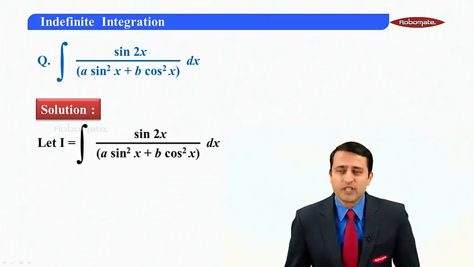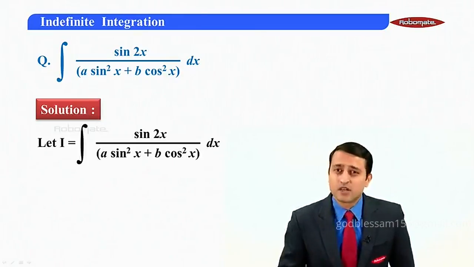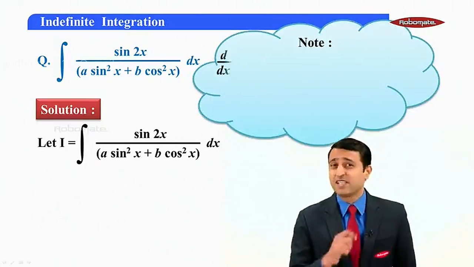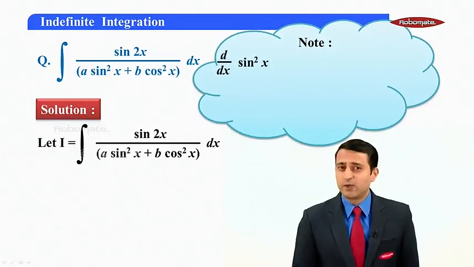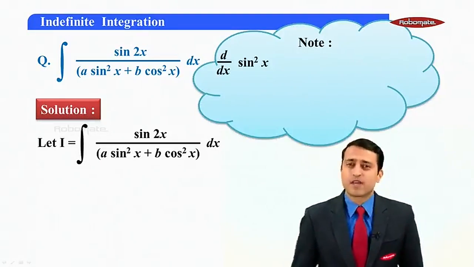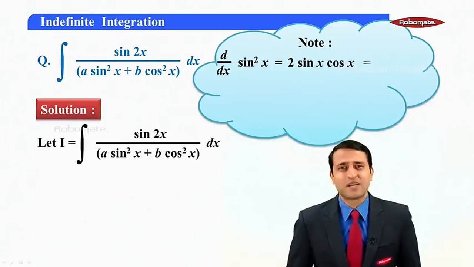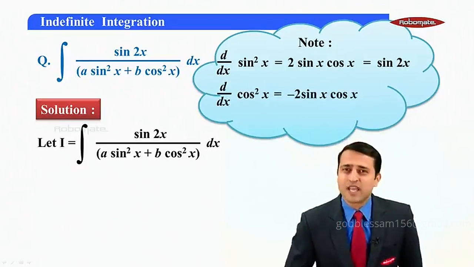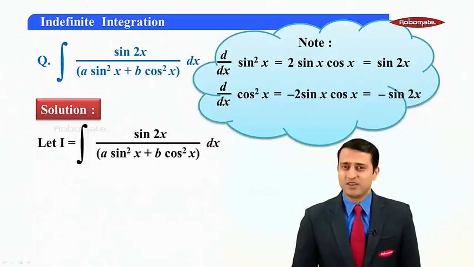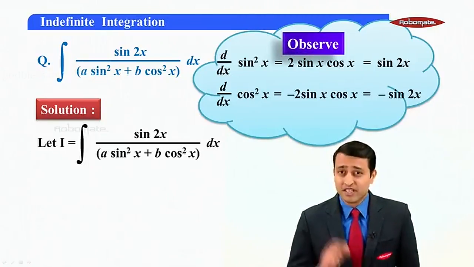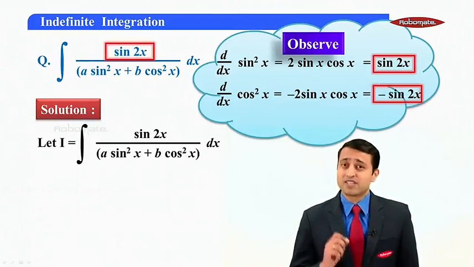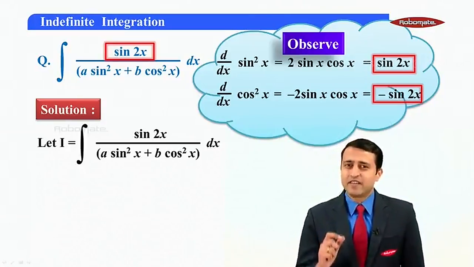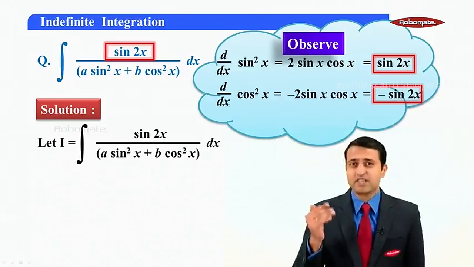Now what are we supposed to do in this sum? We will come to an answer only when we observe some small things here. You have to note that the derivative of sin²x is nothing but sin 2x. How is that? Because the derivative of sin²x is 2 sin x into cos x, which is nothing but sin 2x. Likewise, the derivative of cos²x, my students, is minus 2 sin x cos x or minus sin 2x. Now, if you observe, the derivative of sin²x and cos²x is sin 2x, which is my numerator. So we can say that the derivative of the terms in the denominator is present in the numerator.